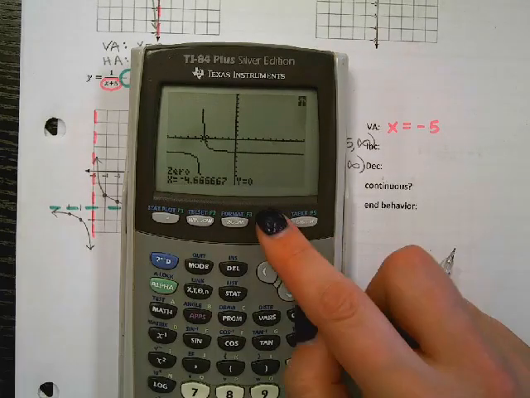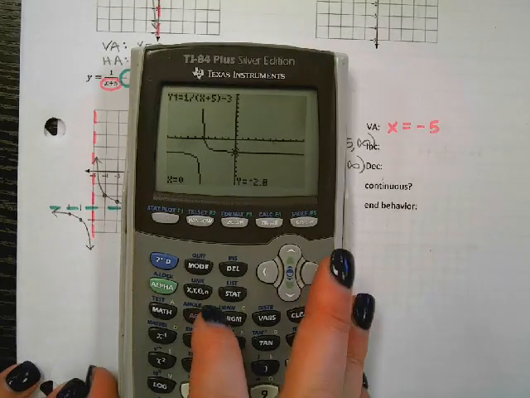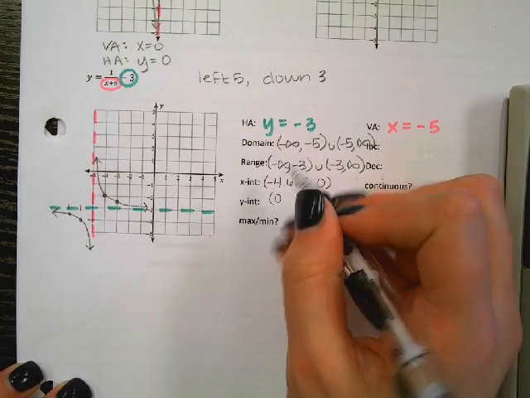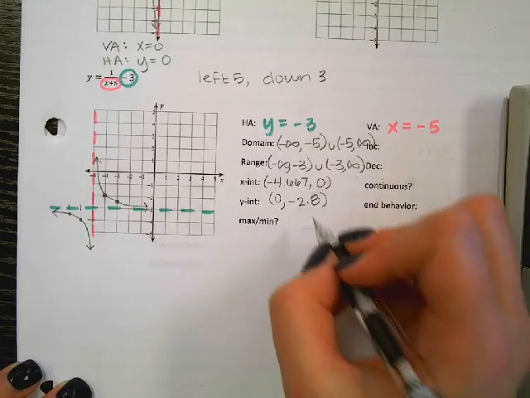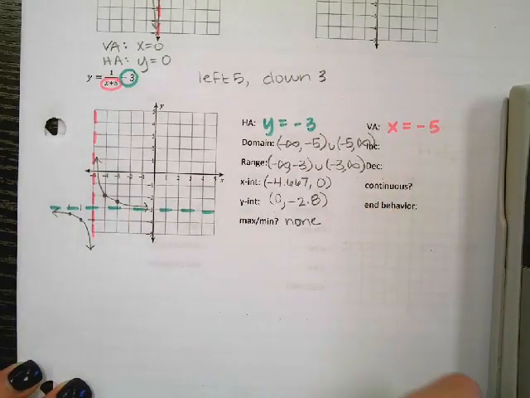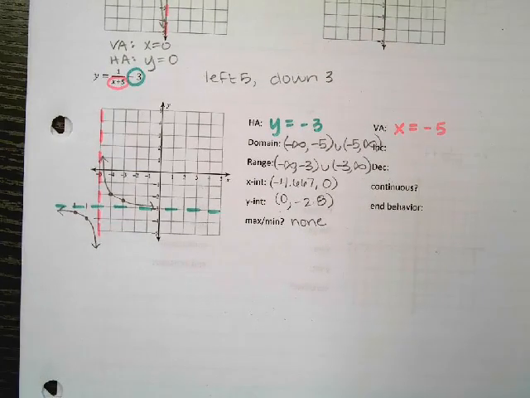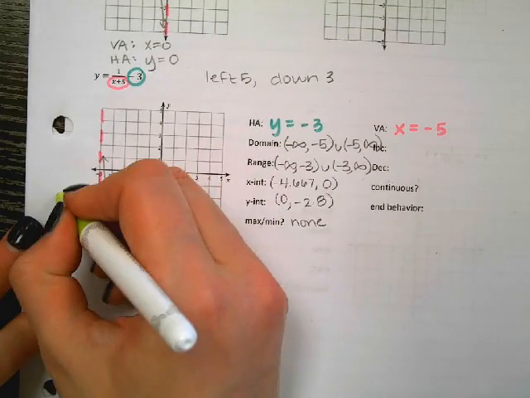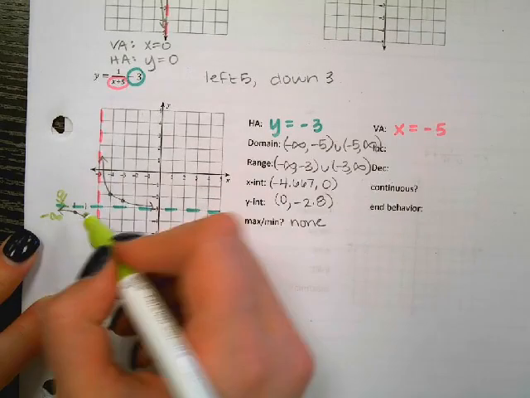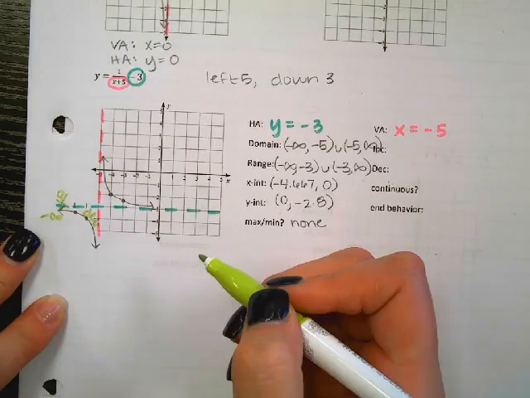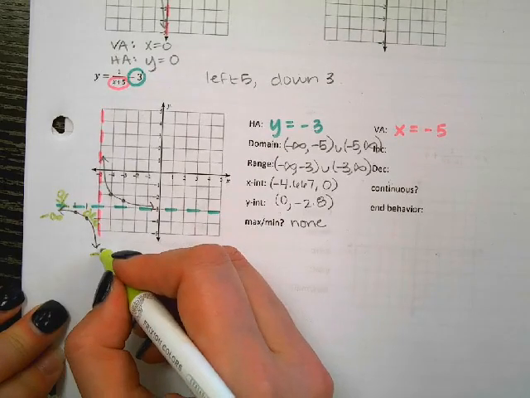All right, for the Y-intercept, we do second trace, option number 1, plug in 0. So we have 0, -2.8. There is no max or min, there's no mountaintop, there's no valley. Increasing and decreasing, if I take a little stick figure and I put him right here. So this is an x value of -infinity, and if I watch him, he's actually walking downhill. And he walks downhill until he gets to an x value of -5.